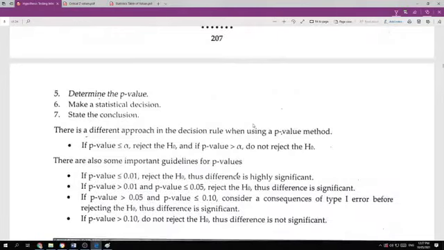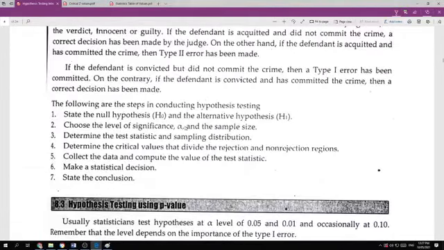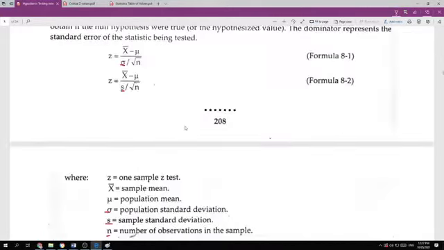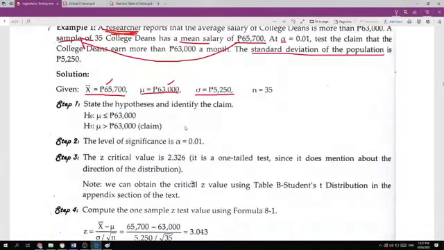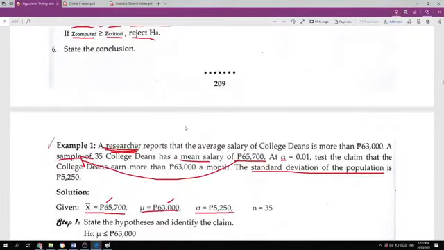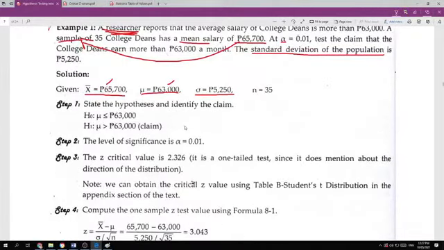Let's discuss alpha. What's alpha? Alpha is the level of significance. This alpha can be 1% or 5%. The alpha set in this problem is 1%, that's 0.01. Okay? So don't worry, this alpha is given in the problem.